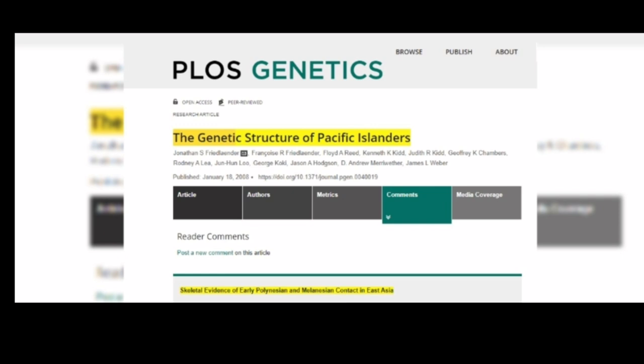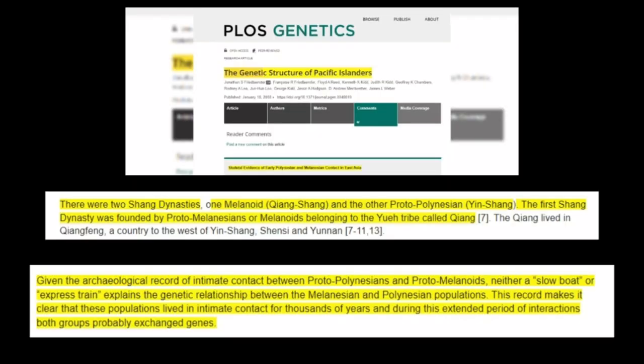Genetics: the genetic structure of Pacific Islanders. Skeletal evidence of early Polynesian and Melanesian contact in East Asia. There were two Shang dynasties, one Melanoid, Kwai Shang, and the other Proto-Polynesian, Yin Shang.